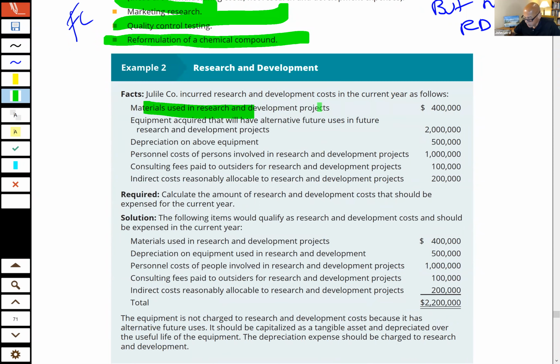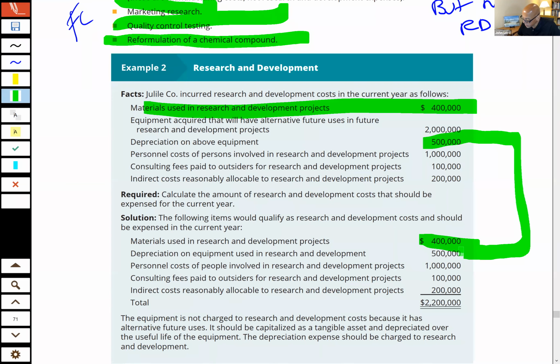and notice that materials used in research and development, that's expense. The equipment has alternative uses, so we take the depreciation and we include it. What this question is asking, let me back up a little bit, is what should be included in the research and development line item on the financial statements? FASB is giving us rules for that, right?